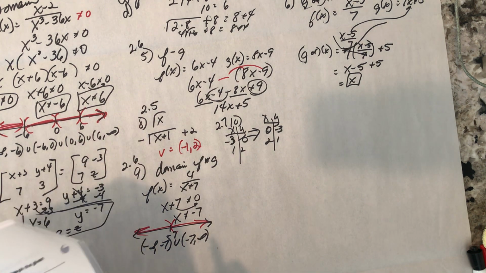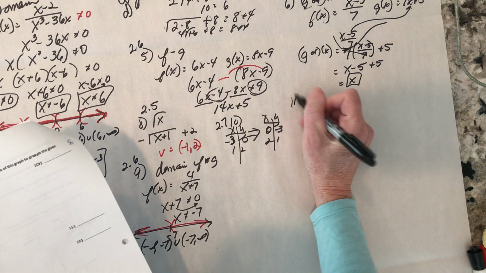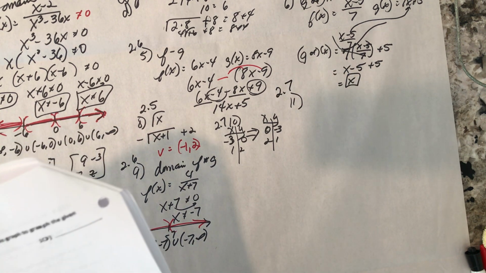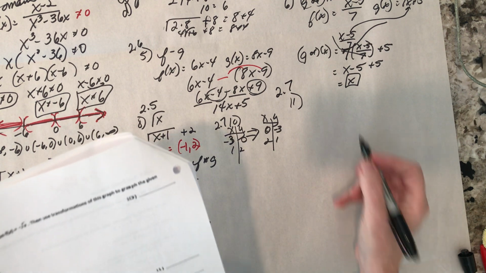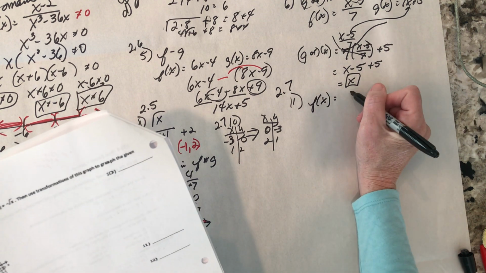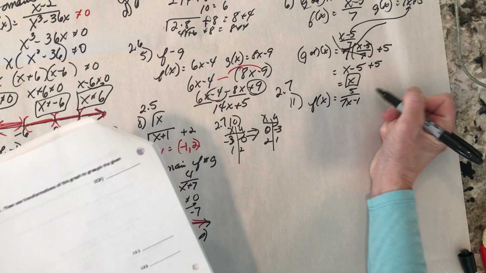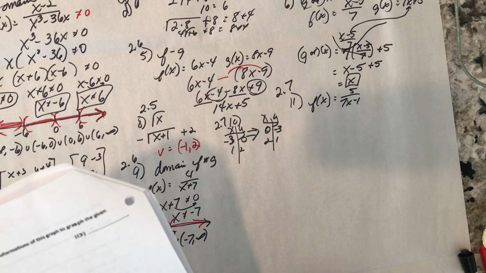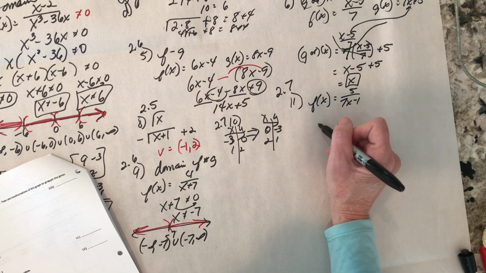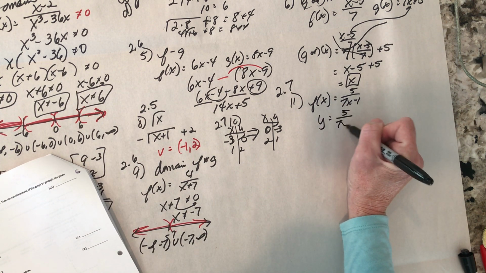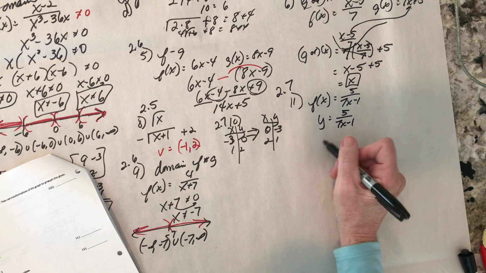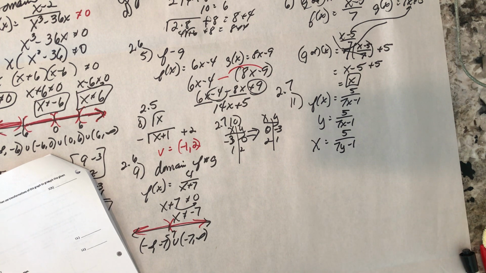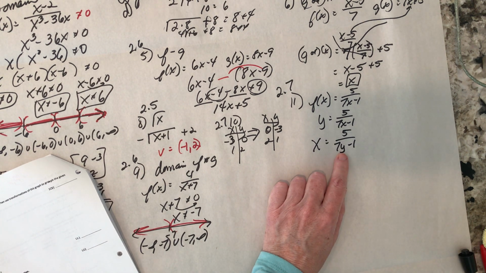All right, number 11 comes from section 2.7. It says find the inverse of the one-to-one function. So we're told f of x equals 5 over 7x minus 1. So we're looking for the inverse. I'm going to first make this y. Then I'm going to swap out the x and the y. Then I'm going to start solving for y. I want y to be by itself.